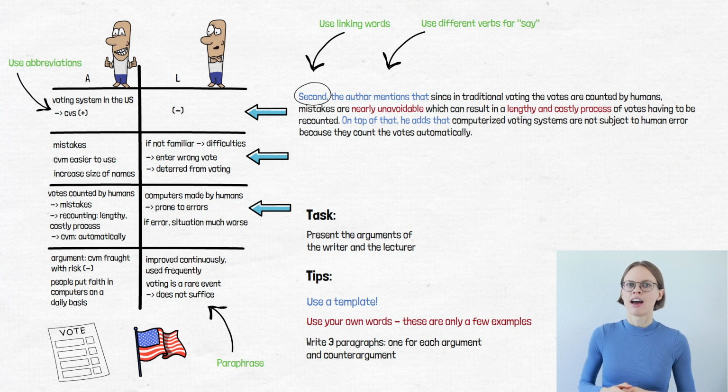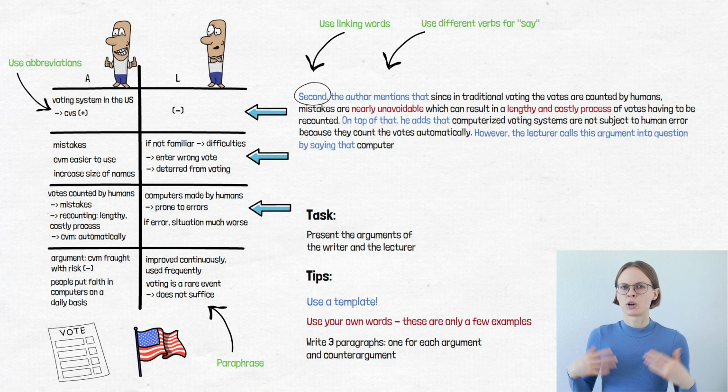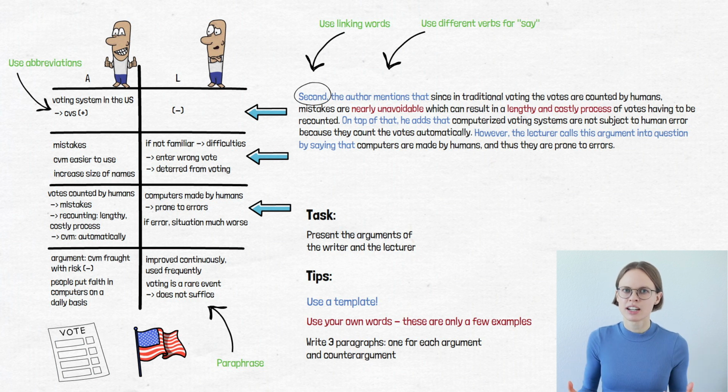we are going on. I'm going to write, "However, the lecturer calls this argument into question by saying that computers are made by humans and thus they are prone to errors." As you can see, I used a different linking word here. I used "however" and then I said the lecturer calls this argument into question, which indicates to the reader that this will be about the counter-argument of the lecturer.